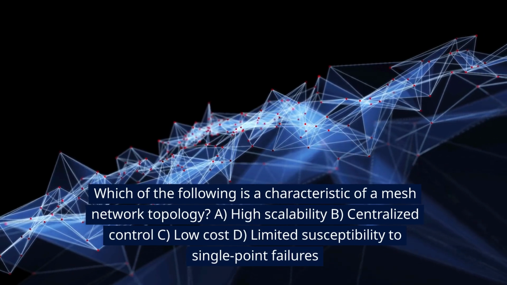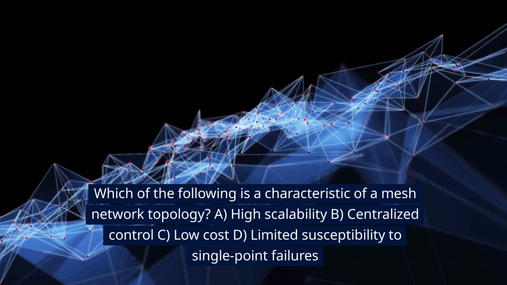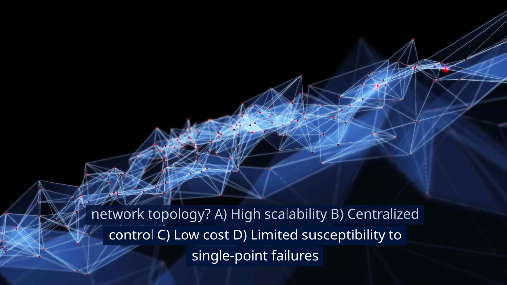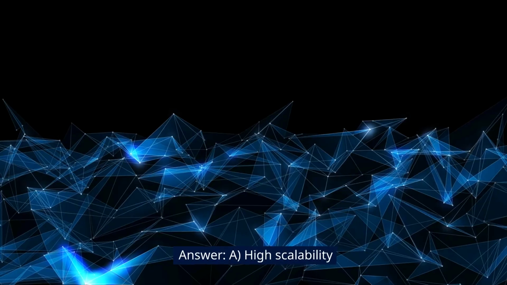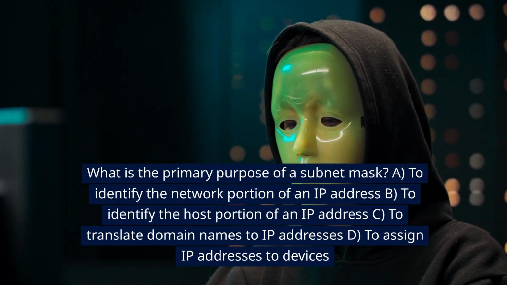Which of the following is a characteristic of a mesh network topology? A. High scalability. B. Centralized control. C. Low cost. D. Limited susceptibility to single point failures. Answer: A. High scalability. What is the primary purpose of a subnet mask?